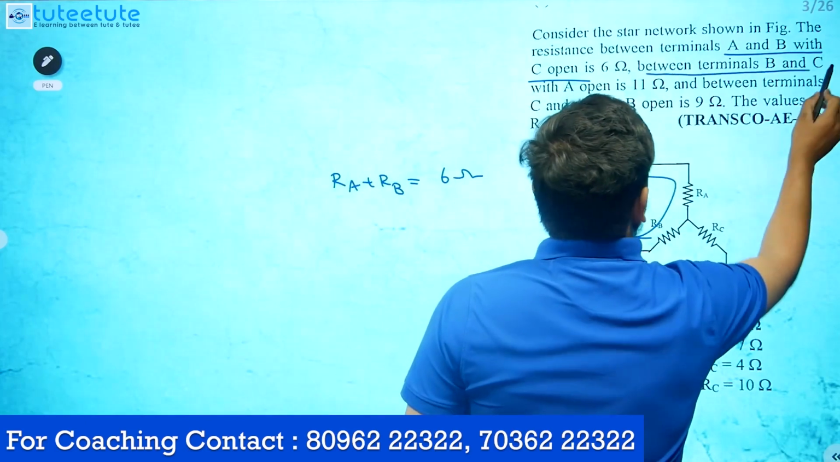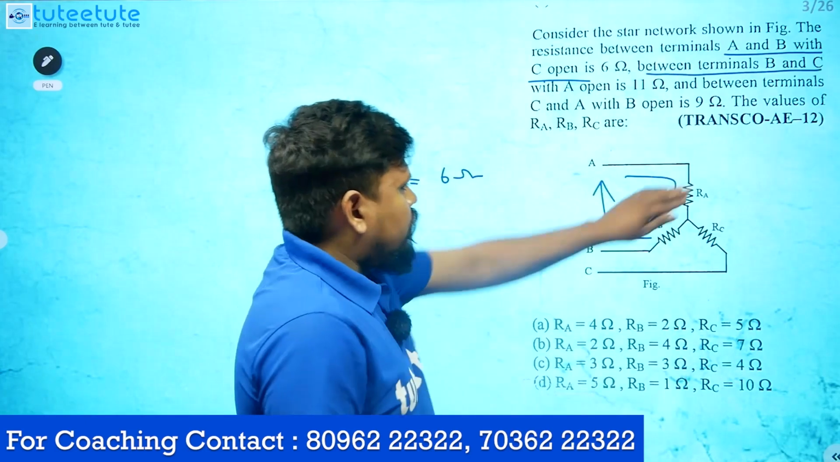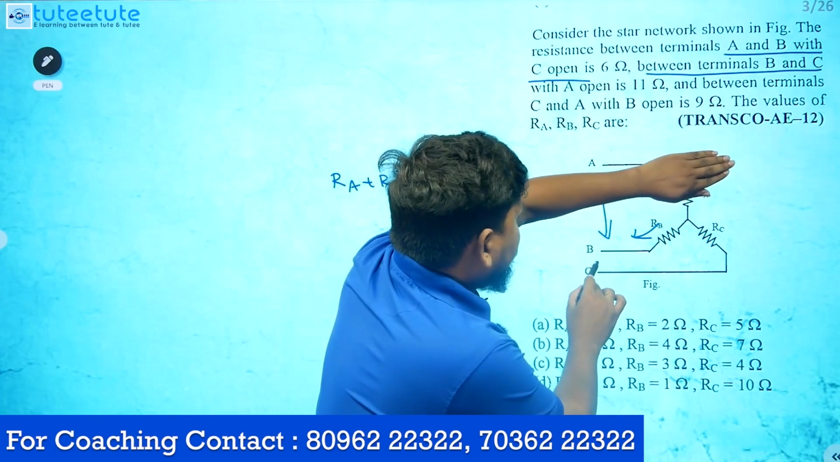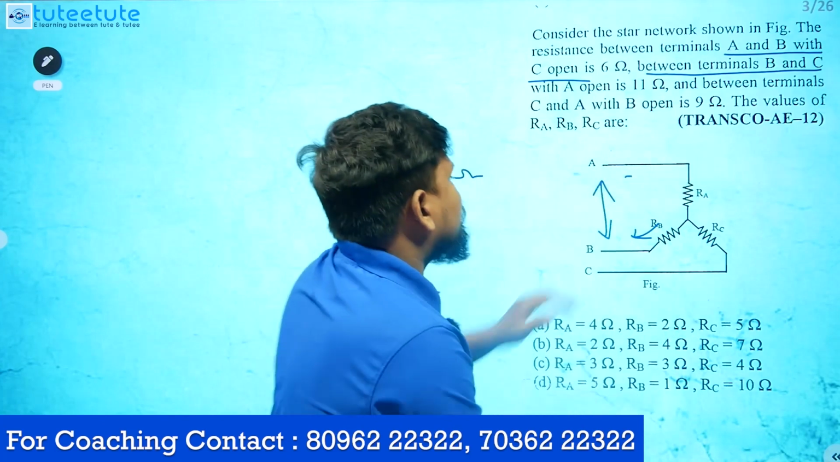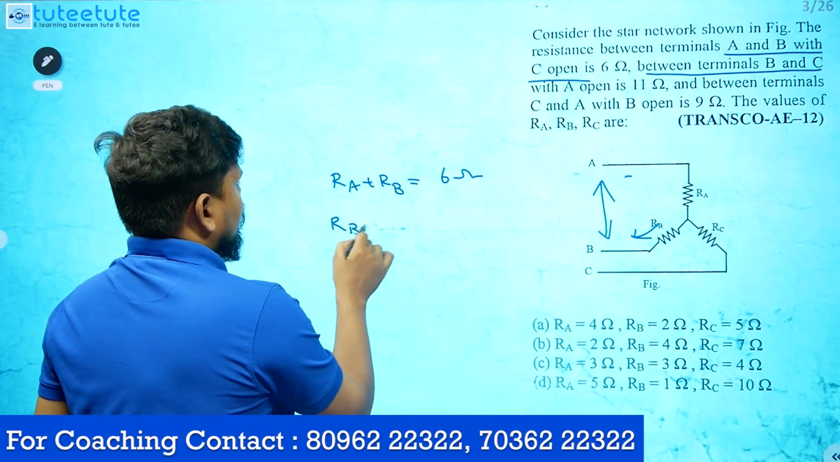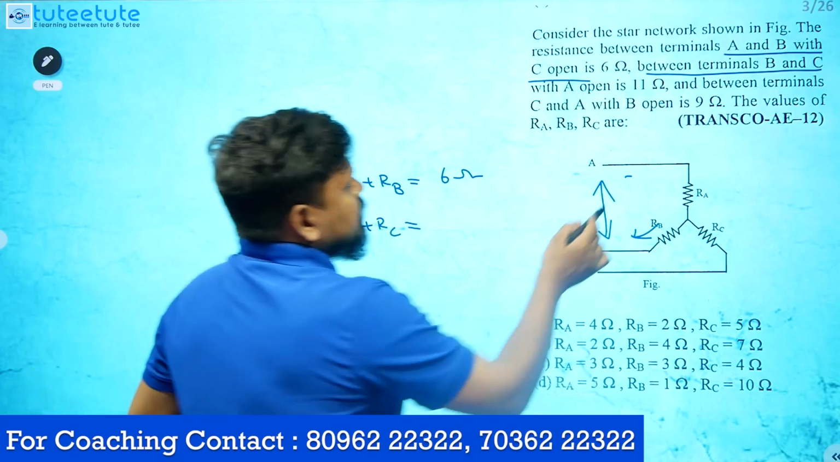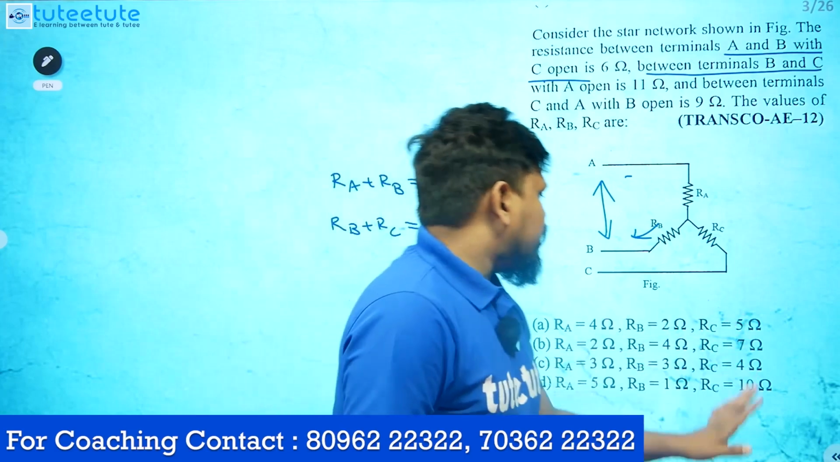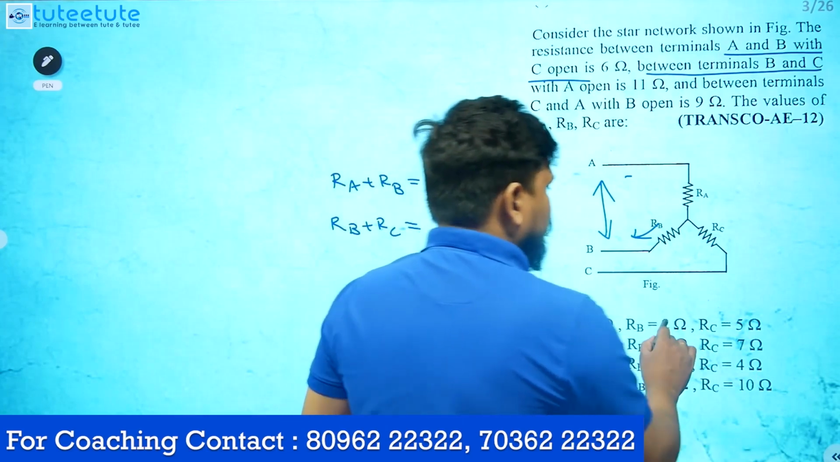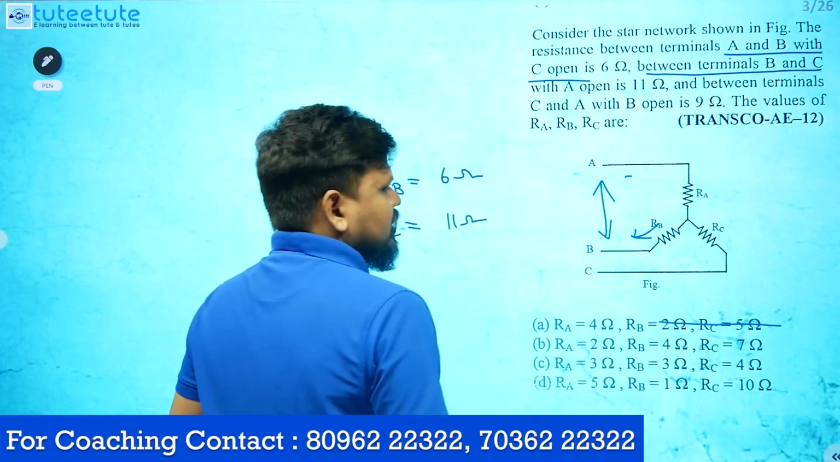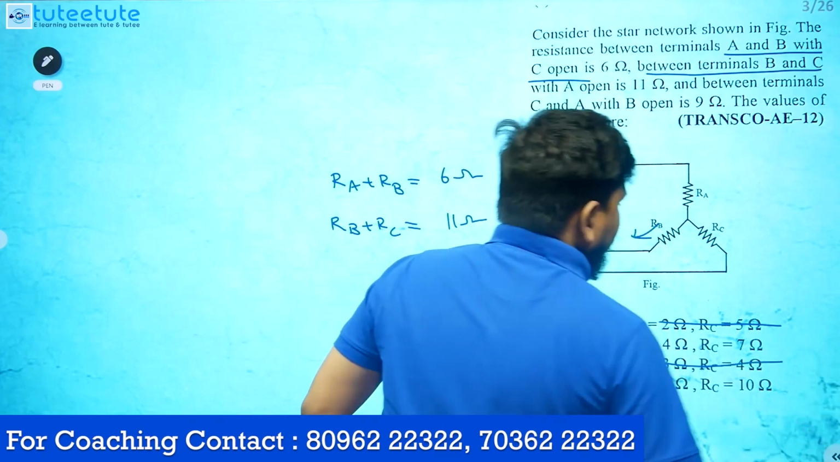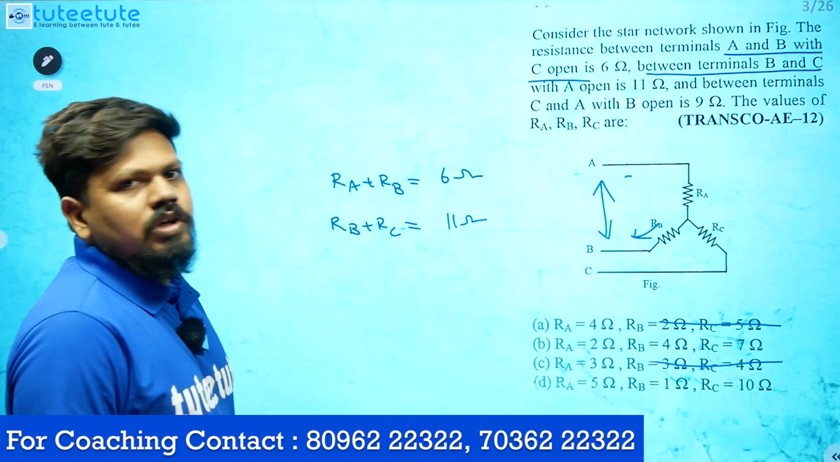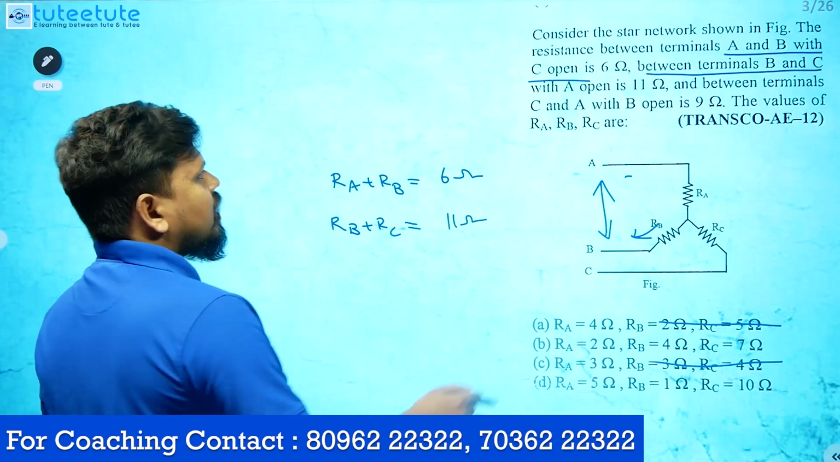Between the terminals B and C with A open, what is the resistance? RB plus RC is equal to 11 ohms, as they have given. So RB plus RC we have to get as 11 ohms, and we can eliminate this option directly. Remaining 2 only we got. Understanding, right? Next, the third option.